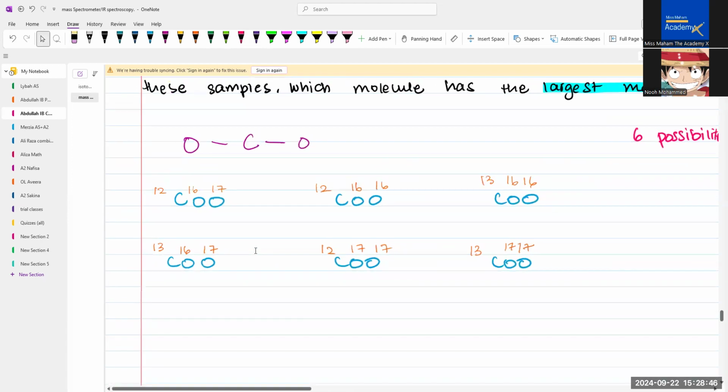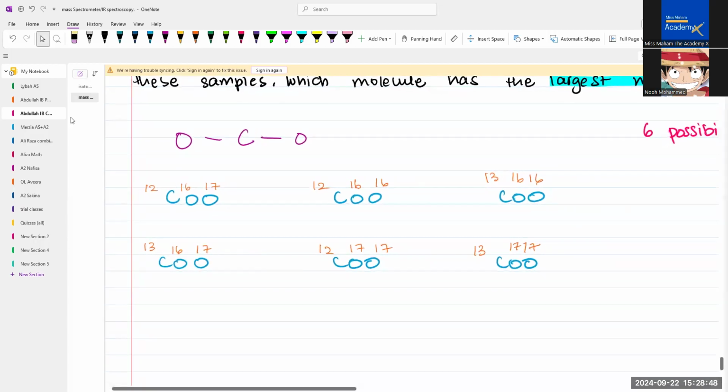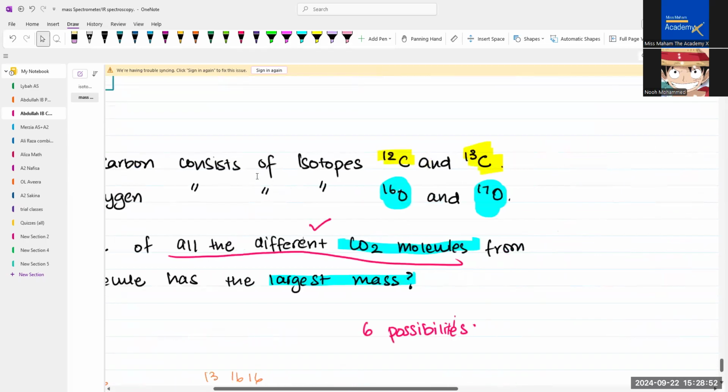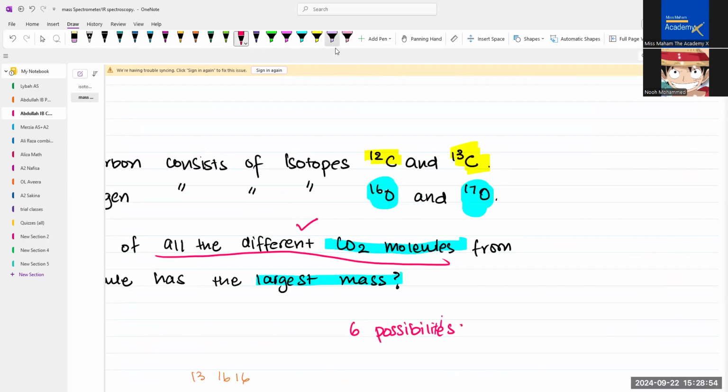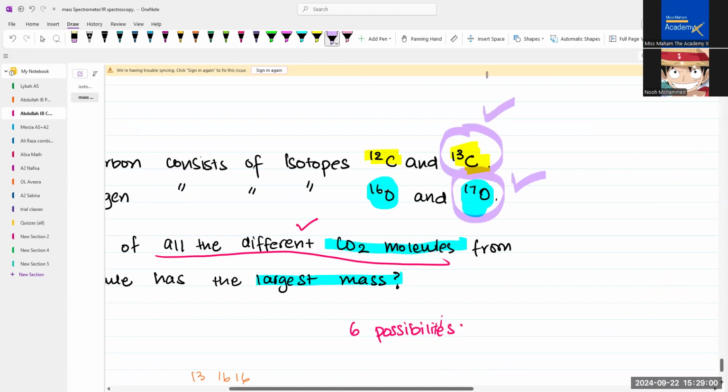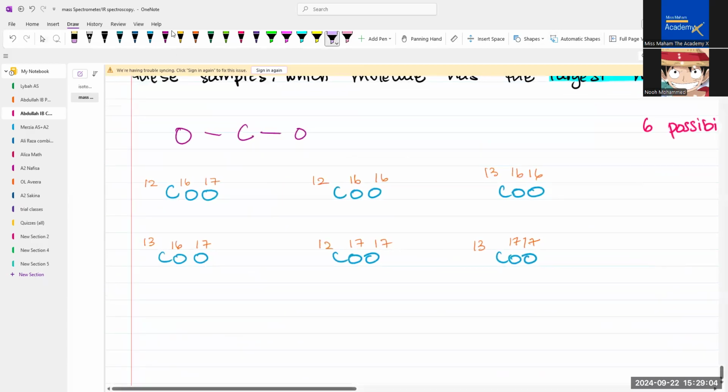We just need to sum up all the isotopic masses. Carbon 13 and oxygen 17 are obviously the largest of the masses. So a molecule with one carbon 13 and two oxygen 17 will obviously have the largest mass. One carbon 13, two oxygen 17. So 13 plus 17 plus 17 gives us 47.